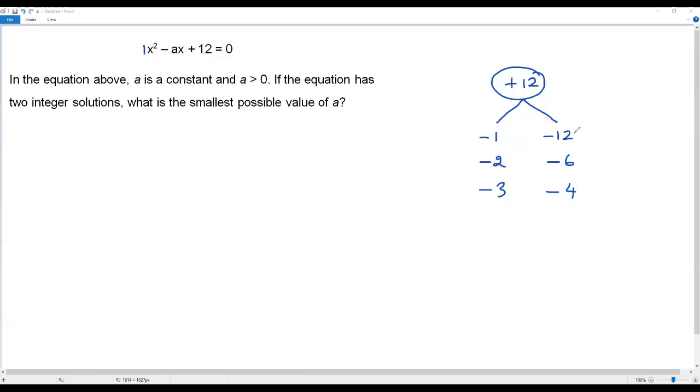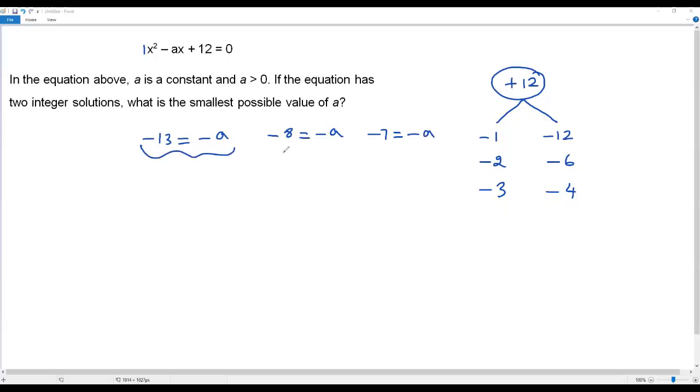Okay, now let's add the two factors in the first pair, negative 1 and negative 12. I'm getting negative 13. It has to be equal to the coefficient of x in the quadratic equation, that is negative a. And let's add the two factors in the second pair, negative 2, negative 6. It will become negative 8. It has to be equal to the coefficient of x, that is negative a. Let's add the two factors in the third pair, which gives negative 7 equals negative a.